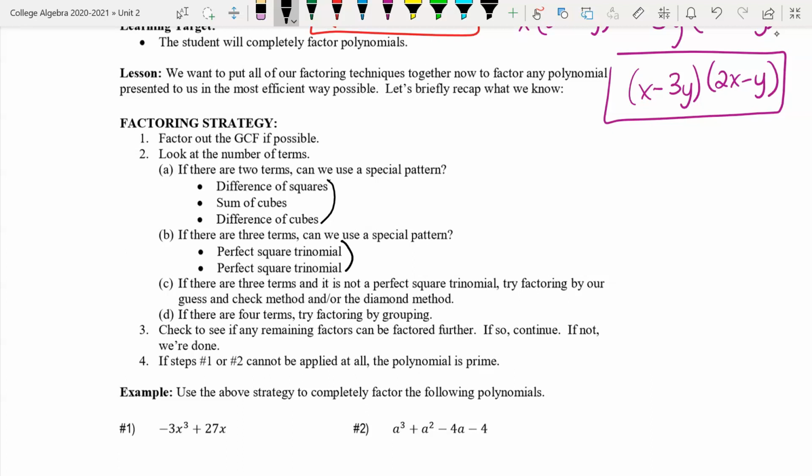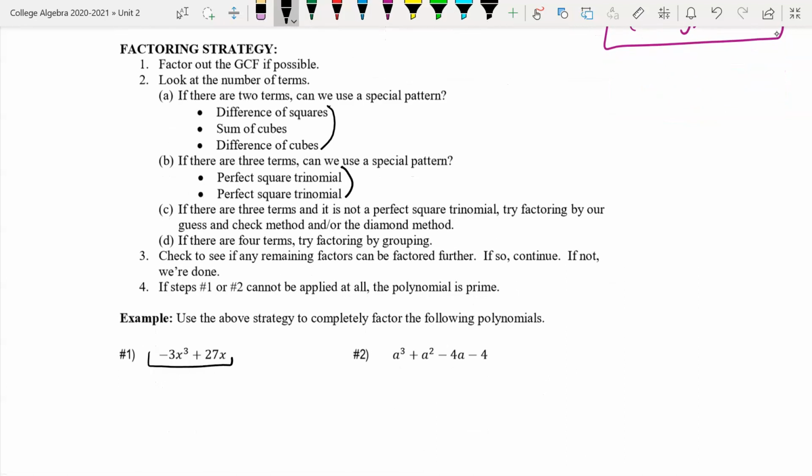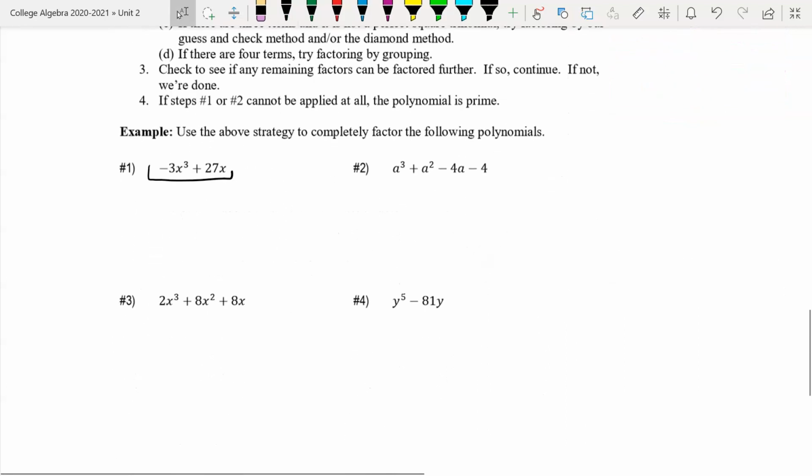If there are three terms and it's not one of the special patterns though, try factoring by using the guess and check method, or what we did earlier whenever we listed the factors. All right, if there are four terms, try factor by grouping. If you can't do any of that, then we're going to go back to the AC method and go from there. So this first one, okay, I just have four problems that kind of throw everything at you.